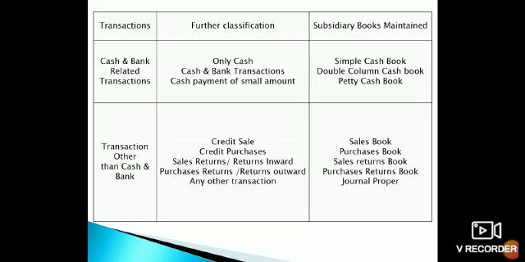Sales returns or returns inward is entered in sales return book. Purchase returns or purchase return outward is entered in purchase returns book. All the other transactions are entered under journal proper. This is for the business to make the entry in a simpler way. If all the transactions are entered in the journal proper, it will be very difficult for them to analyze. So that is why these subsidiary books are maintained.